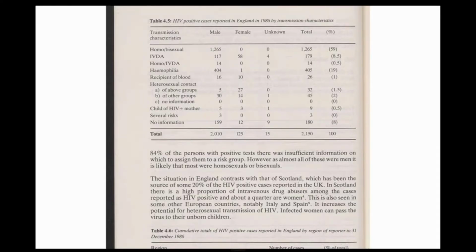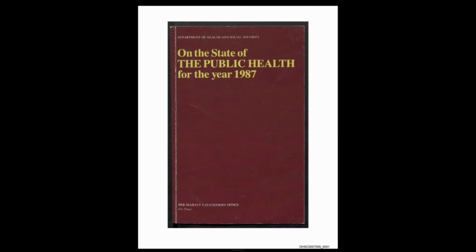If we could go next to the 1987 annual report, please, which is at DHSC 007009. So the 1987 annual report was published the following year in 1988, and Sir Donald Aitchison's introduction is dated August 1988. In this report, he again addressed AIDS in his introduction, and if we could go to page 15, please, we can see that.